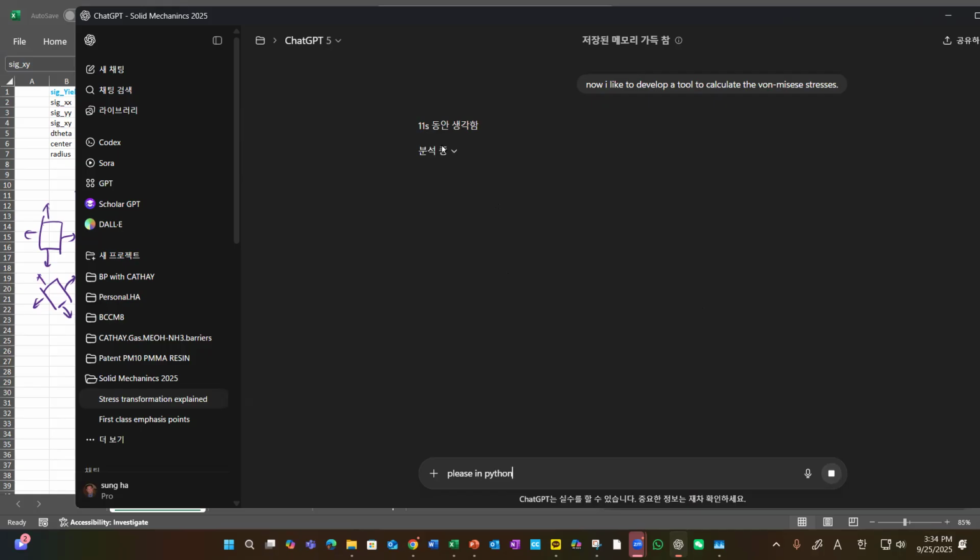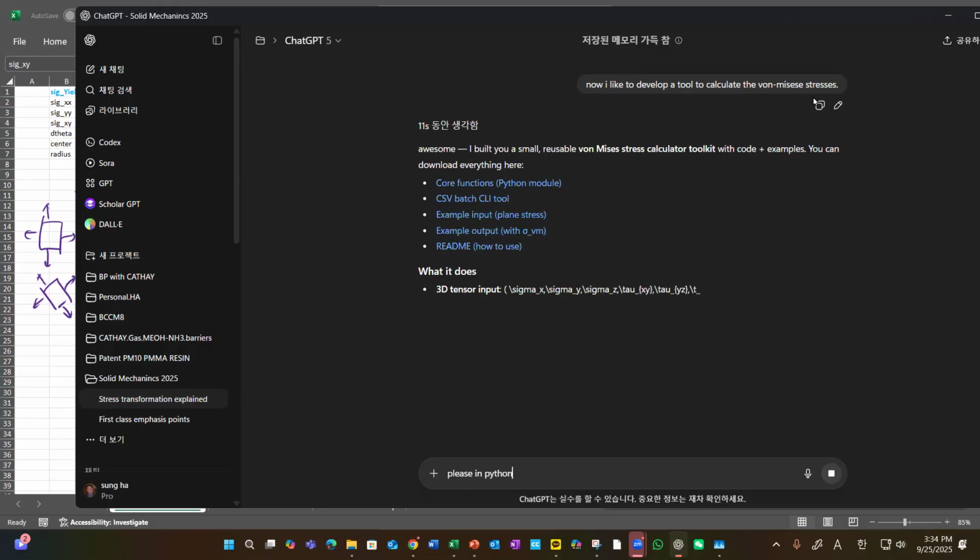The reason it takes a little time is that I said it's a plan, a very important plan, which you have to supply. I'd like to develop a tool to calculate the van Mises stress. So the starting point will be certain stresses. I didn't say 2D or 3D. Let's see what it says.